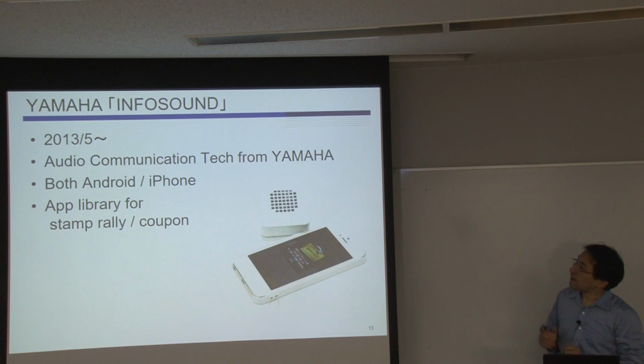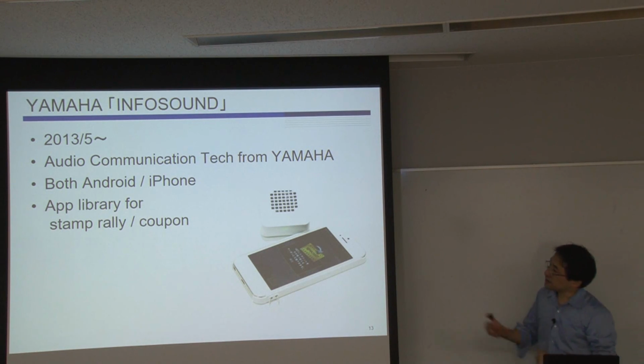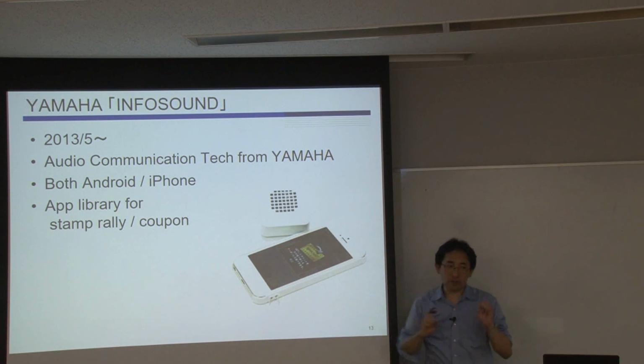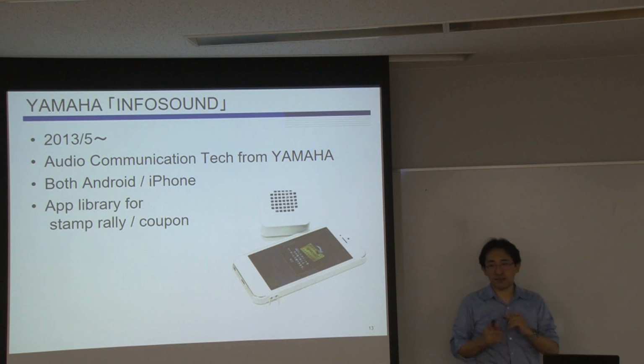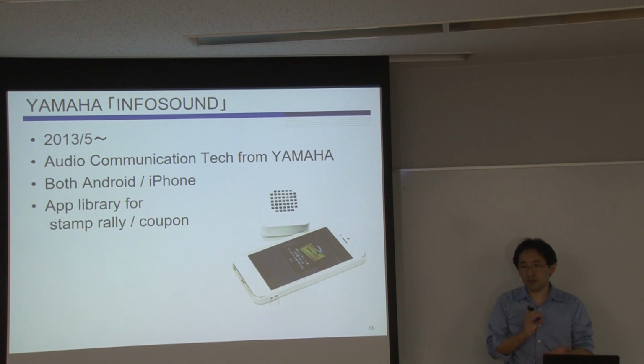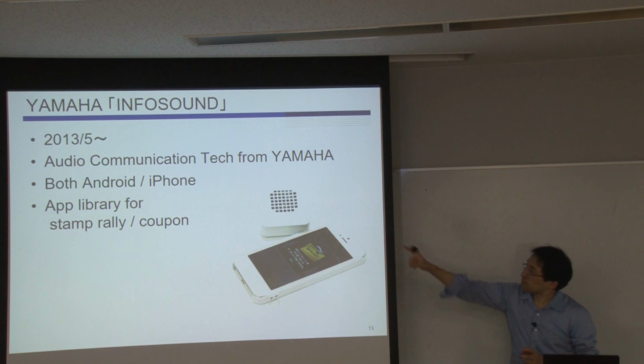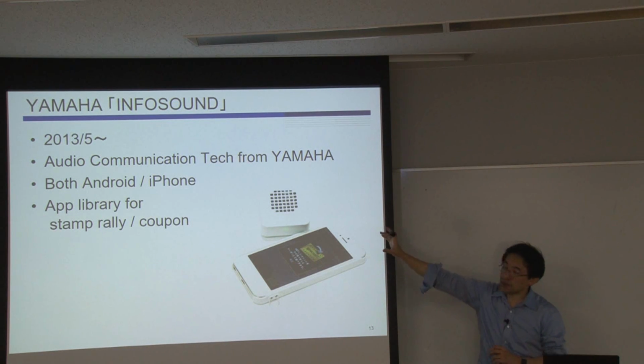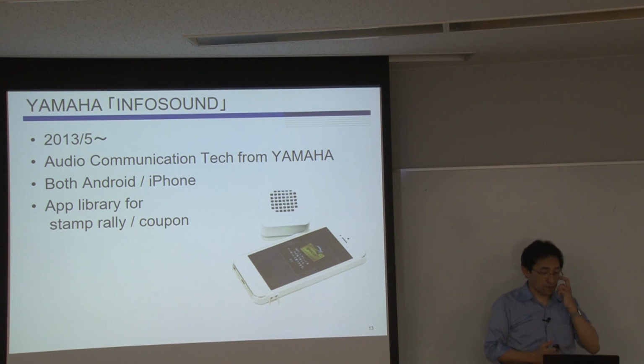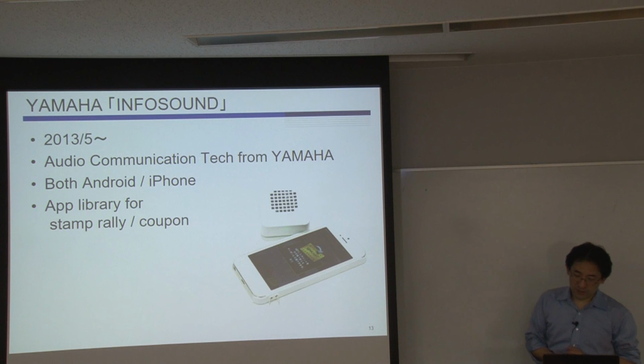Okay. And the next example is Yamaha InfoSound. This is not a service, just a library of technology. This is a sound beacon. The beacon emits a signal, and Yamaha has a technology to put some kind of information into the sound. So that's the reason for the name, InfoSound. By using this library, you can make a stamp library. If you get close to this beacon, you can get some information, and a stamp is pushed to your smartphone application, or you can get a coupon from them.